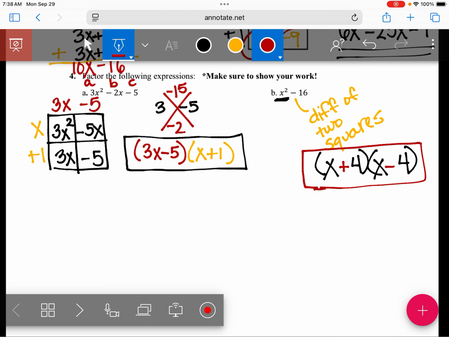Any questions about the first page? How do we feel? All those questions are on the test Wednesday. Any questions? Anything you need me to go back through? All right, let's look at the second page.